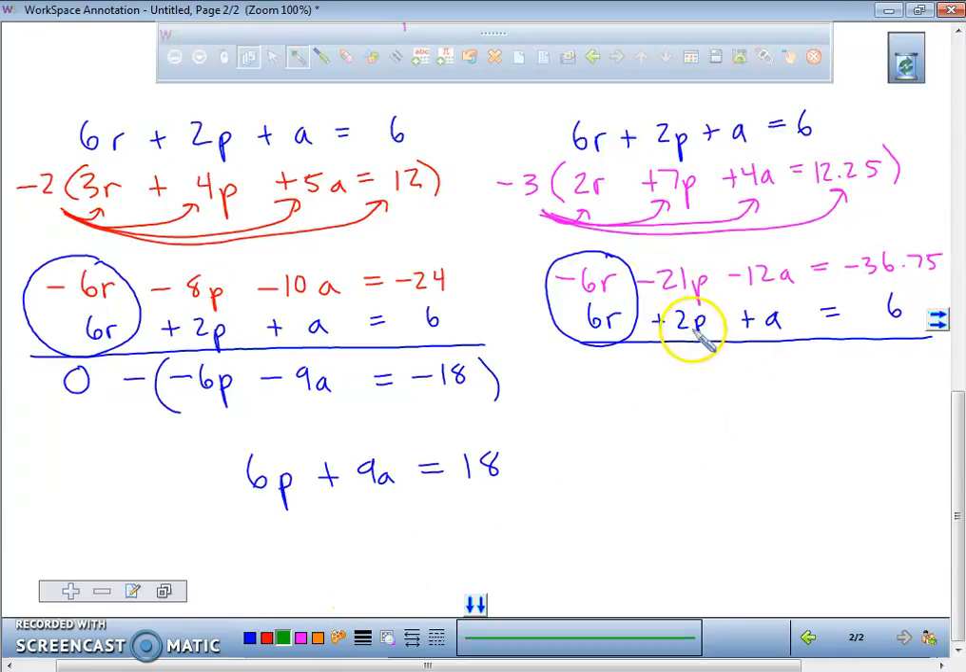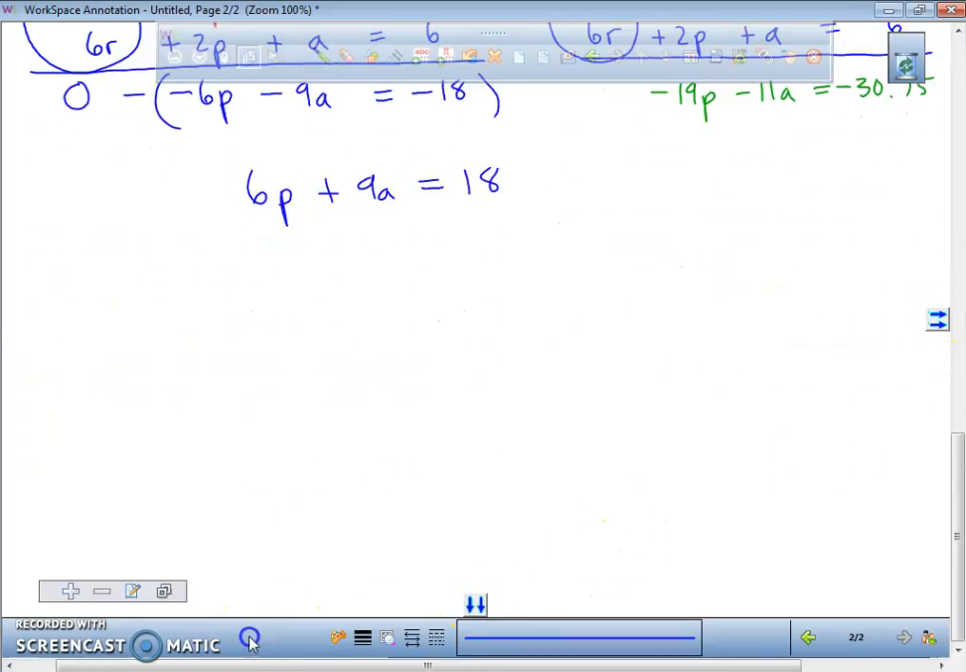What's -21p plus 2p? That's a -19p. -12a and an 8, -11. Ooh, -36.75 and a +6. There we go. Now, I'm going to leave everything negative here, because if these are all positive and these are all negatives, eventually something can cancel each other out. So let's go down here and write these two equations, one right on top of the other.